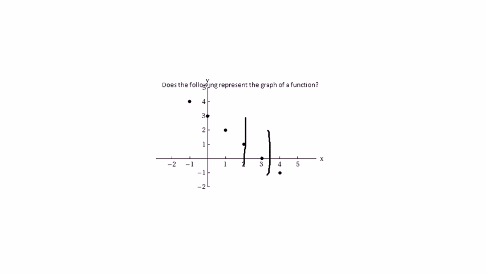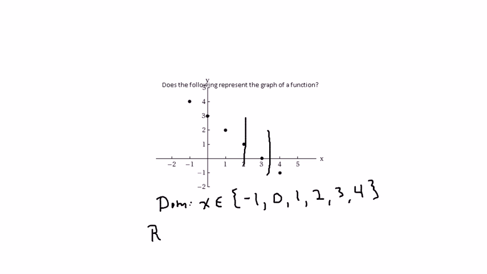This problem also asks about the domain of the function, so let's look at the domain. The domain is the allowable x values. Since there's a finite number of points on this function, we can just look at the x-coordinates of the points that make up the function. So the x-coordinates, we have a point at x is -1, at x is 0, 1, 2, 3, and 4.